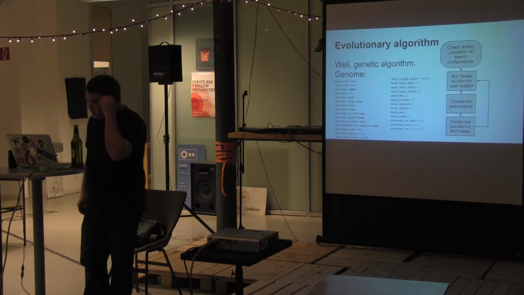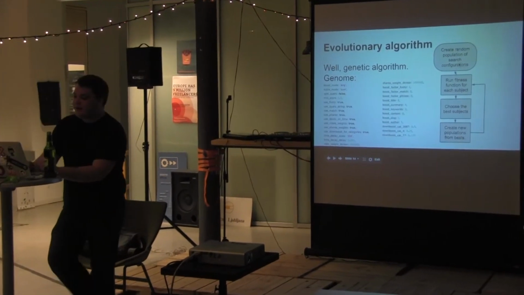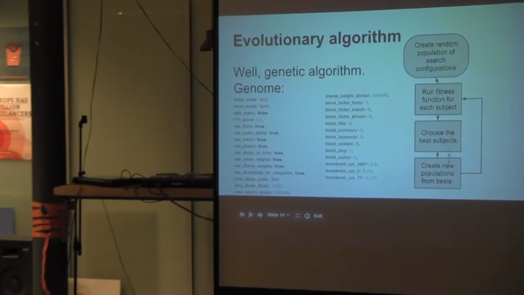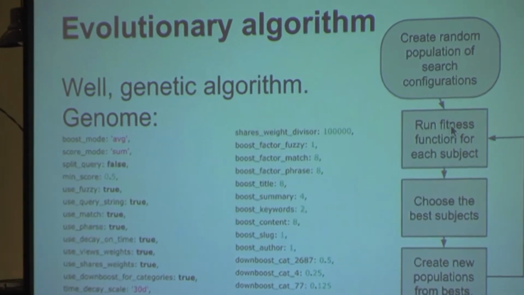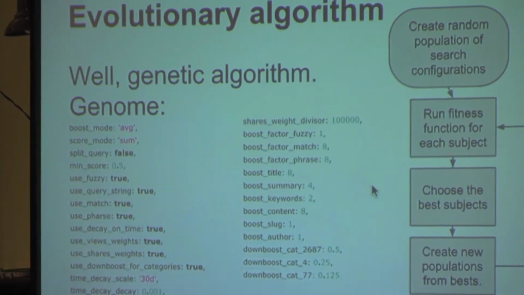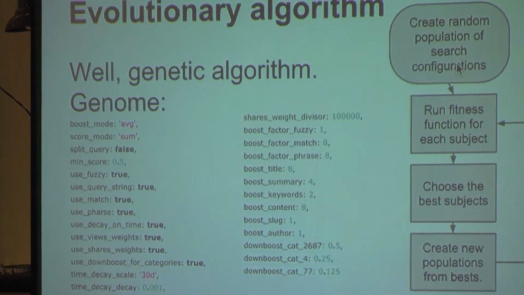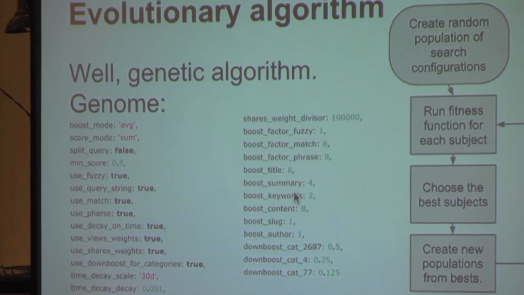So, the evolution algorithm. It's all stated here. Create a random population, run a fitness test, choose the best subjects, create a new population from the best subjects, and then run the fitness test on them, and redo this until you're quite satisfied. The genome for a single element of the population was my list of attributes for the search. So this was it. I chose this.